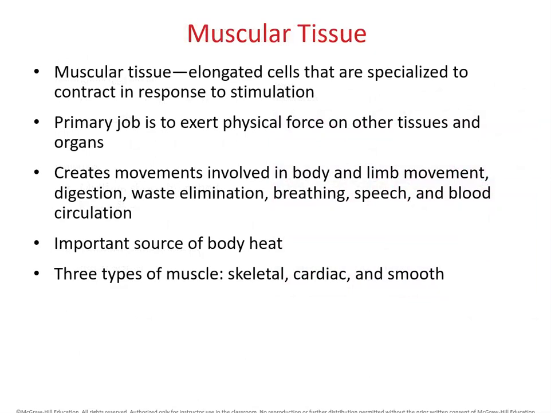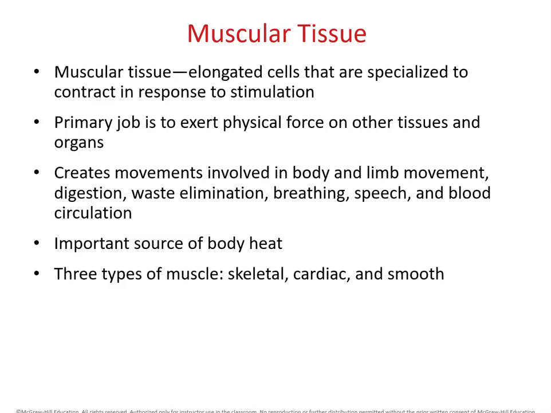So now we're going to move on to muscle tissues. Muscle tissue is made of long cells that are specialized to contract in response to stimuli. Their general job is to do the physical force of contracting, and this can be in skeletal muscles, doing movements that allow us to walk or write or talk or all the things that we do with our bodies that we choose to do.